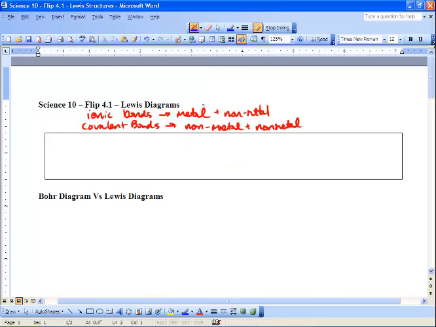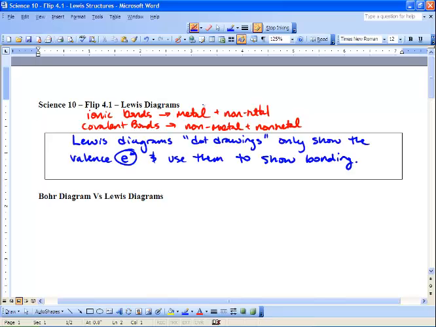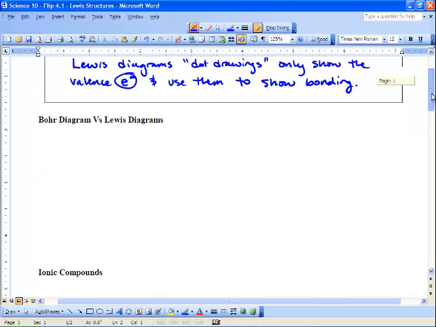Now, Bohr diagrams can be a little bit cumbersome. They take a little bit of time. So what we're going to do is talk about Lewis diagrams or Lewis structures. Lewis diagrams, or dot drawings, only show the valence electrons and use them to show bonding. All right, so let's compare a Bohr diagram and a Lewis diagram.